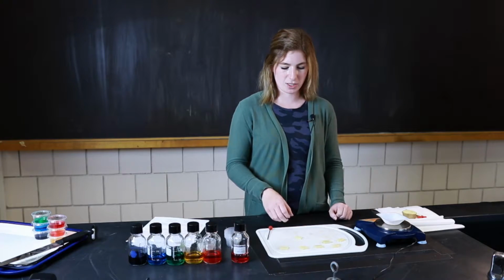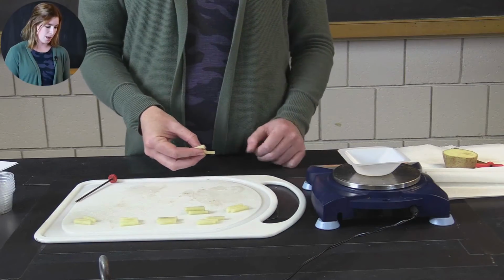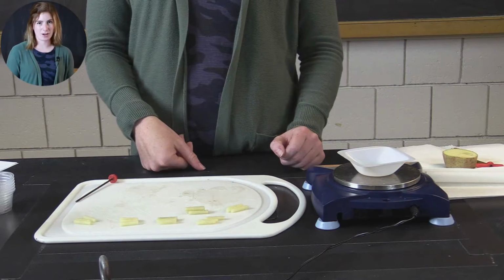In this piece of the procedure, what I would do is I would take my group of 3 potato cores and I would place it on my scale. And I'm going to get an initial mass that way.